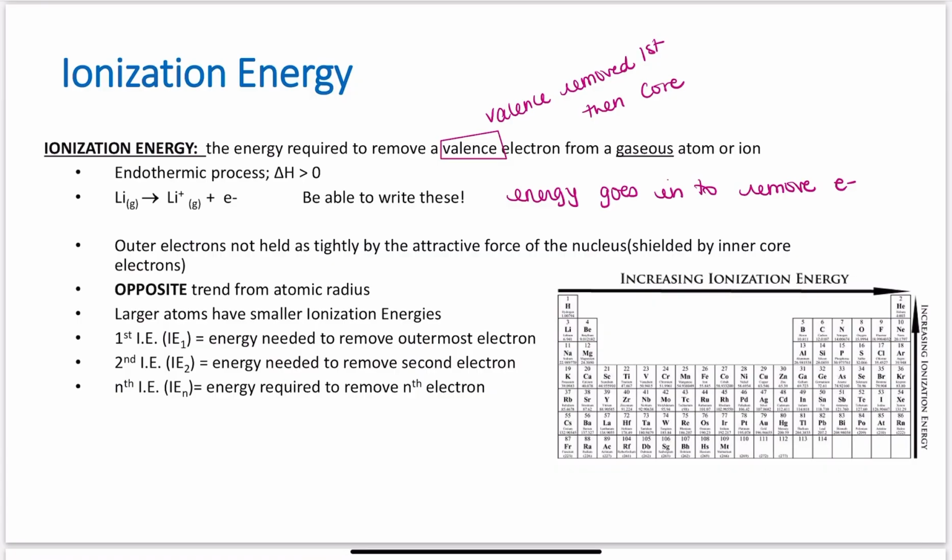You need to be able to write these reactions though. Like lithium, the first ionization energy of lithium is the removal of that first electron. So I would have lithium gas giving me lithium ion plus an electron. It's not just going to do that for fun, it's going to take energy to do so. So energy goes in to remove the electron, giving that electron as a product as well.